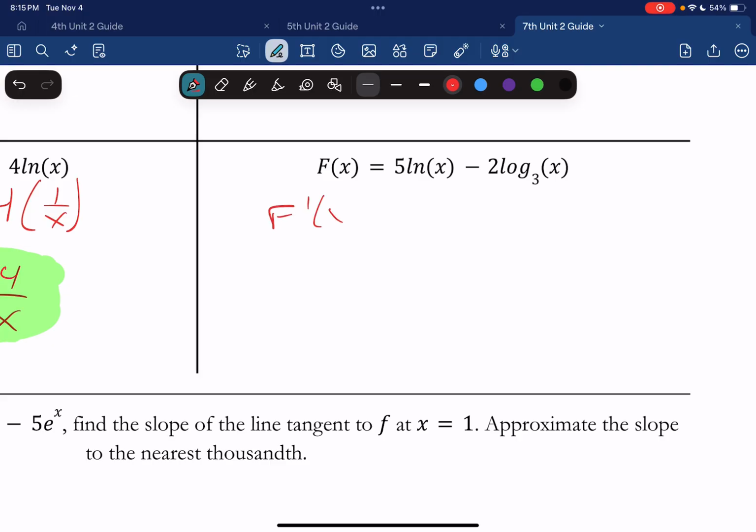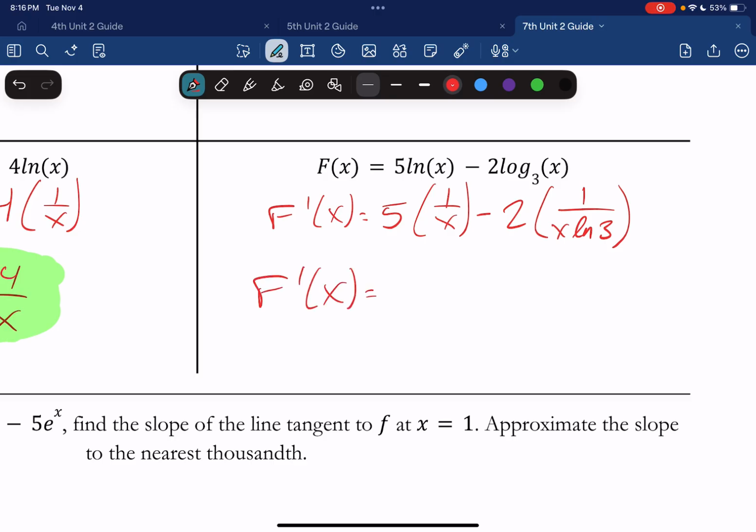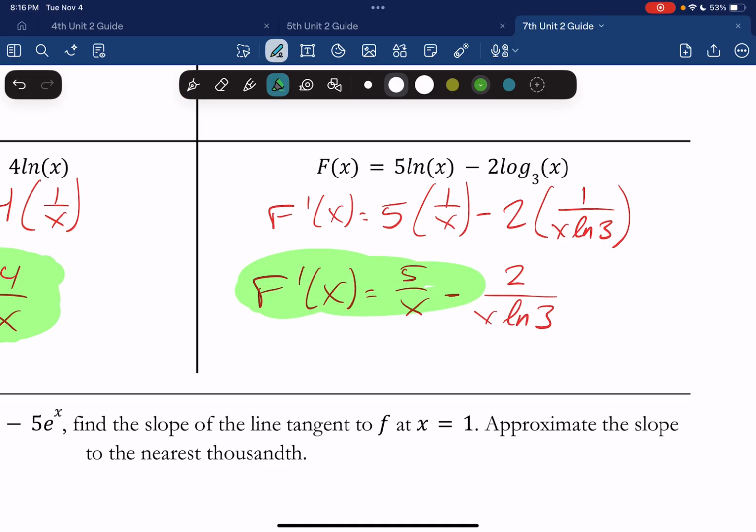Next one, I got 5 ln x minus 2 times log base 3 of x. So I got f prime of x. So this is again 5 times the derivative of ln of x, which is 1 over x. Minus, I got 2 times the derivative of log base 3 of x, which is 1 over x times the ln of 3. And then I'm just going to write that a little bit nicer. So 5 times 1 over x is going to be 5 over x minus 2 over x times the ln of 3. And this is my derivative here.